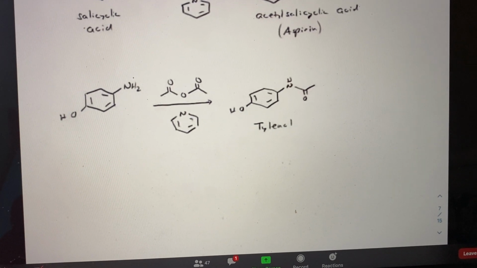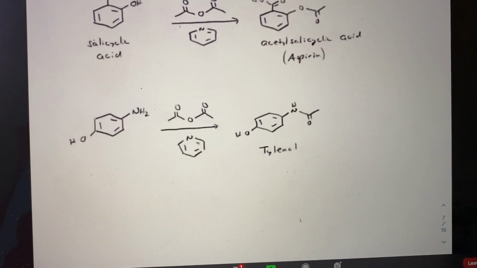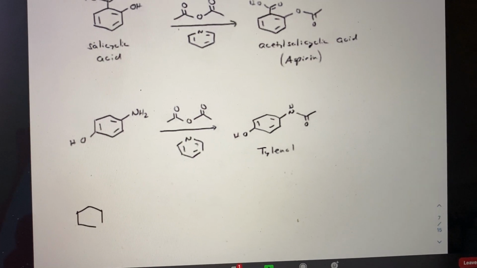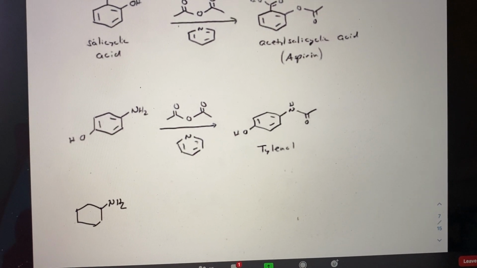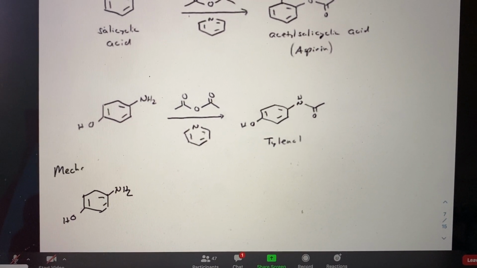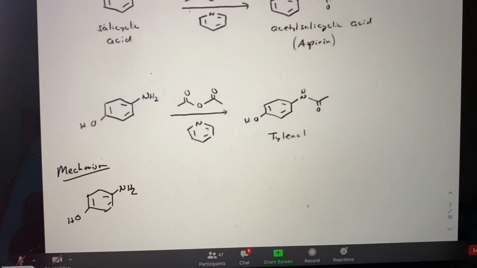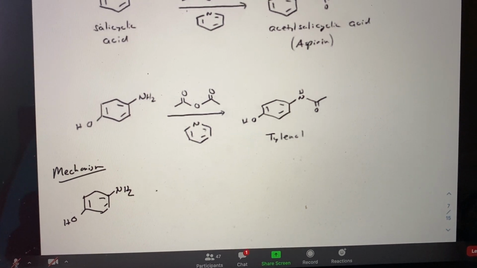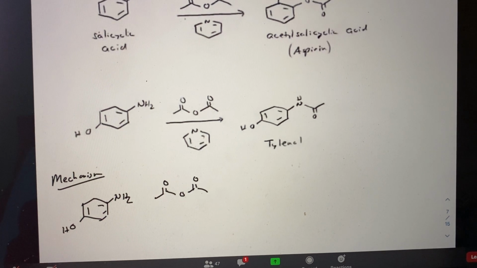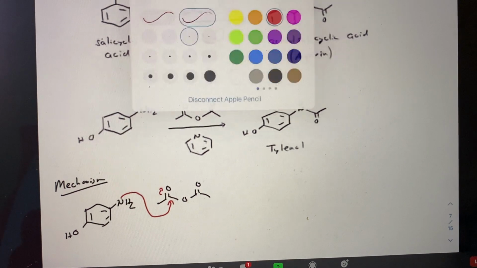And for these, let's see, I'm sorry, I'm going to go forward. Okay, I saved the space for the mechanism here. Why don't we do this for Tylenol? What happens turns out that the amine is a better nucleophile compared to the hydroxyl group. And so that's what's going to predominantly react. Let's have the amine attack one of these two carbonyl groups. It doesn't matter which one.